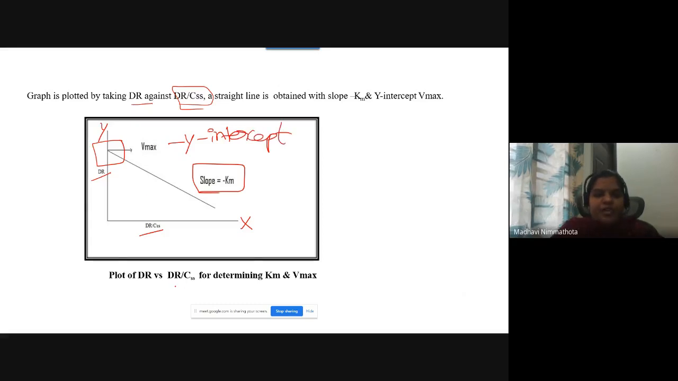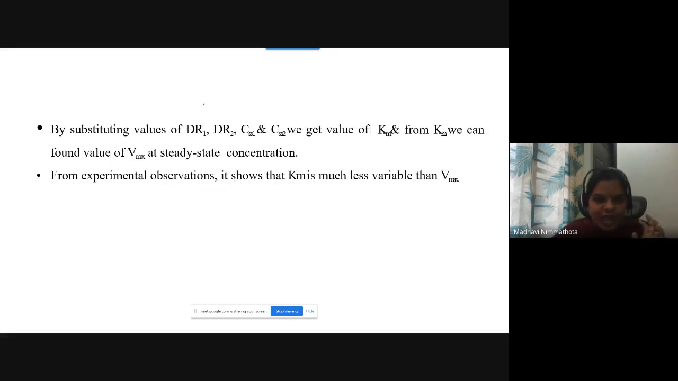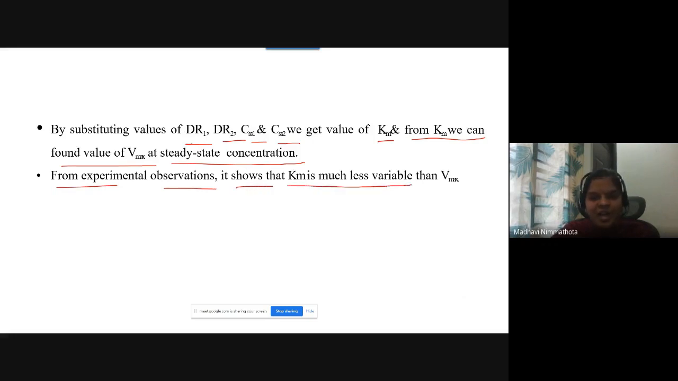See, this is the plot of dr versus dr divided by CSS for determining the Km and Vmax. The Vmax is the y-intercept and the slope is minus Km. These graphs are not at all clear in your textbooks. By substituting the values of dr1, dr2, CSS1, CSS2, we get the value of Km, and from Km we find the value of Vmax at the steady state concentration. From the experimental observations, it shows that Km is much less variable than Vmax.